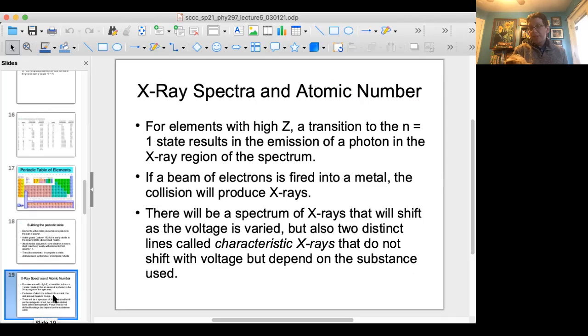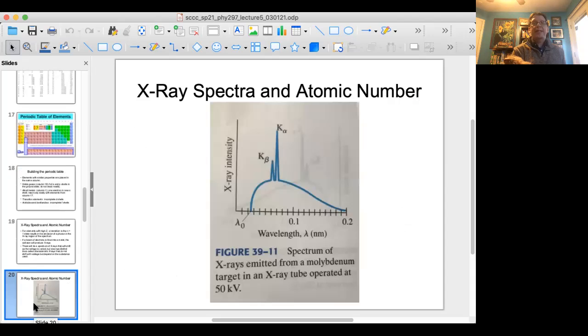And so if a beam of electrons is fired into a metal, the collision will produce X-rays. And there'll be a spectrum of X-rays that shift as the voltage is varied. So, the more energy you give to the electron, the more energy the outgoing X-rays will have. But there are also two distinct lines called characteristic X-rays that depend on the substance used. So there are specific wavelengths that are unique to each element, where you have this spike in X-ray intensity.